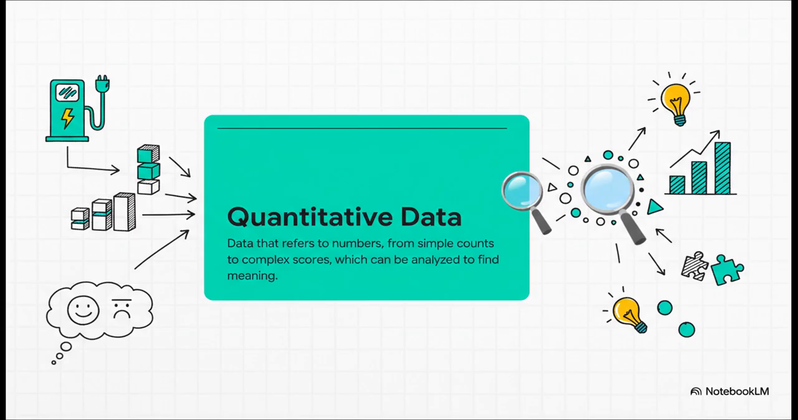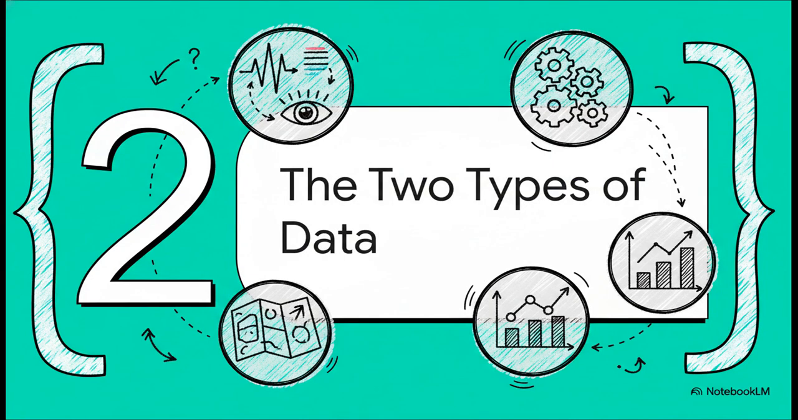And why do we do that? Well, it's because once something is a number, we can use all these powerful tools to analyze it and find meaning that was totally hidden before. Now, here's where it gets really interesting. All of this data, it doesn't matter how complicated it seems, it all basically falls into two big families. And getting the difference between them, that is the absolute key to analyzing anything correctly.